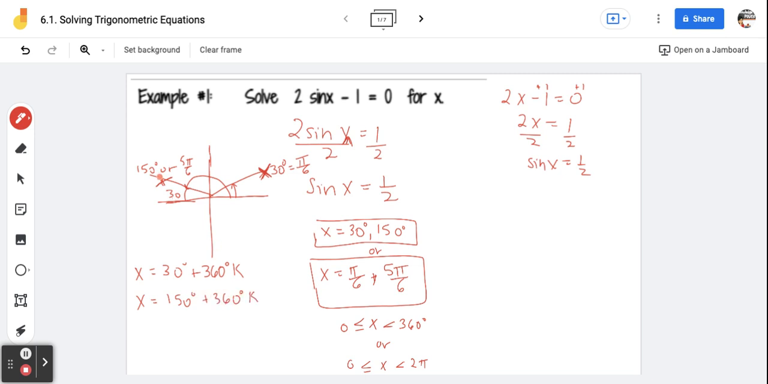And that would represent not just this angle, but every time you go around the circle and you land on that spot. And then, of course, in radians, you would write that as pi/6 plus 2 pi k. So 2 pi is the equivalent of 360, and 5 pi/6 plus 2 pi k.